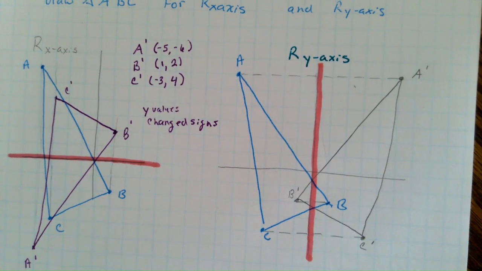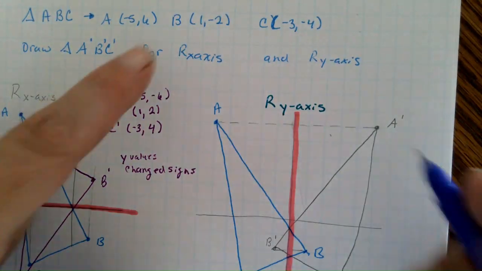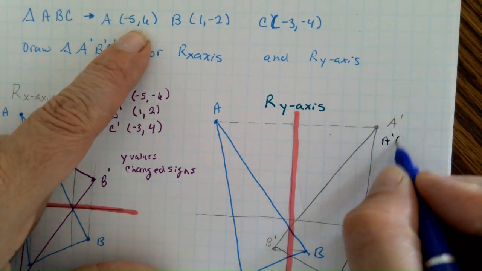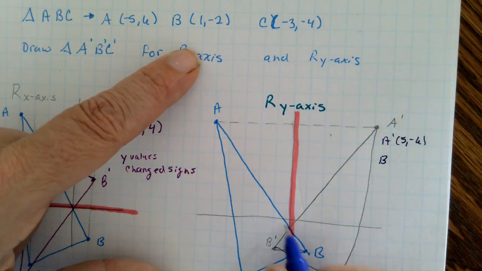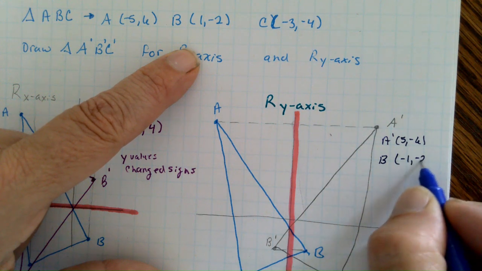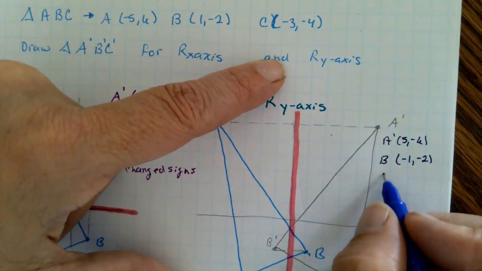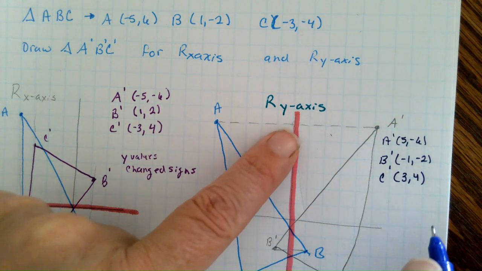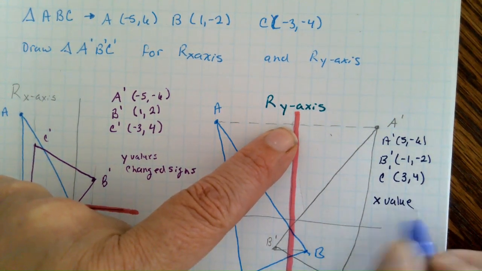So what do you notice about the points? Well, now we're right 5 up 6. B, instead of being right 1 down 2, we're left 1 down 2. And C, instead of being left 3 down 4, we're right 3 down 4. So when we reflect over the y-axis, the x value changed.